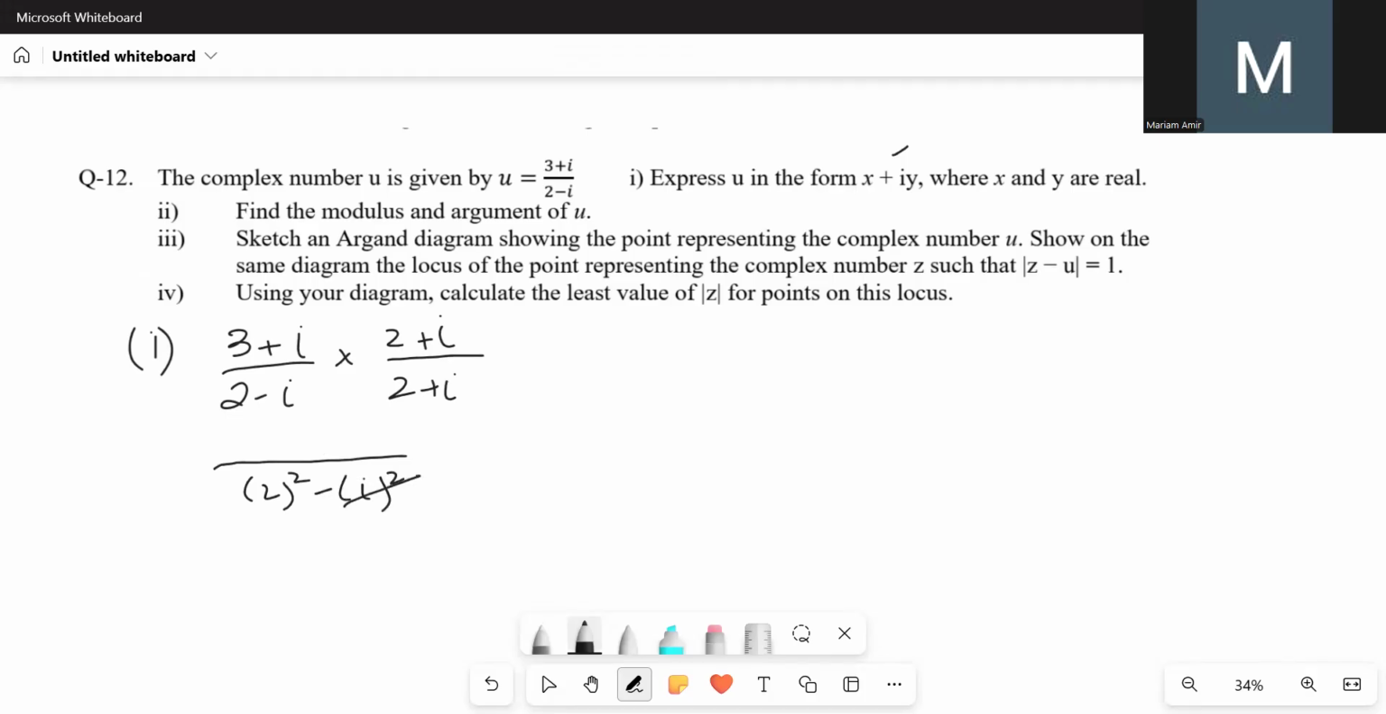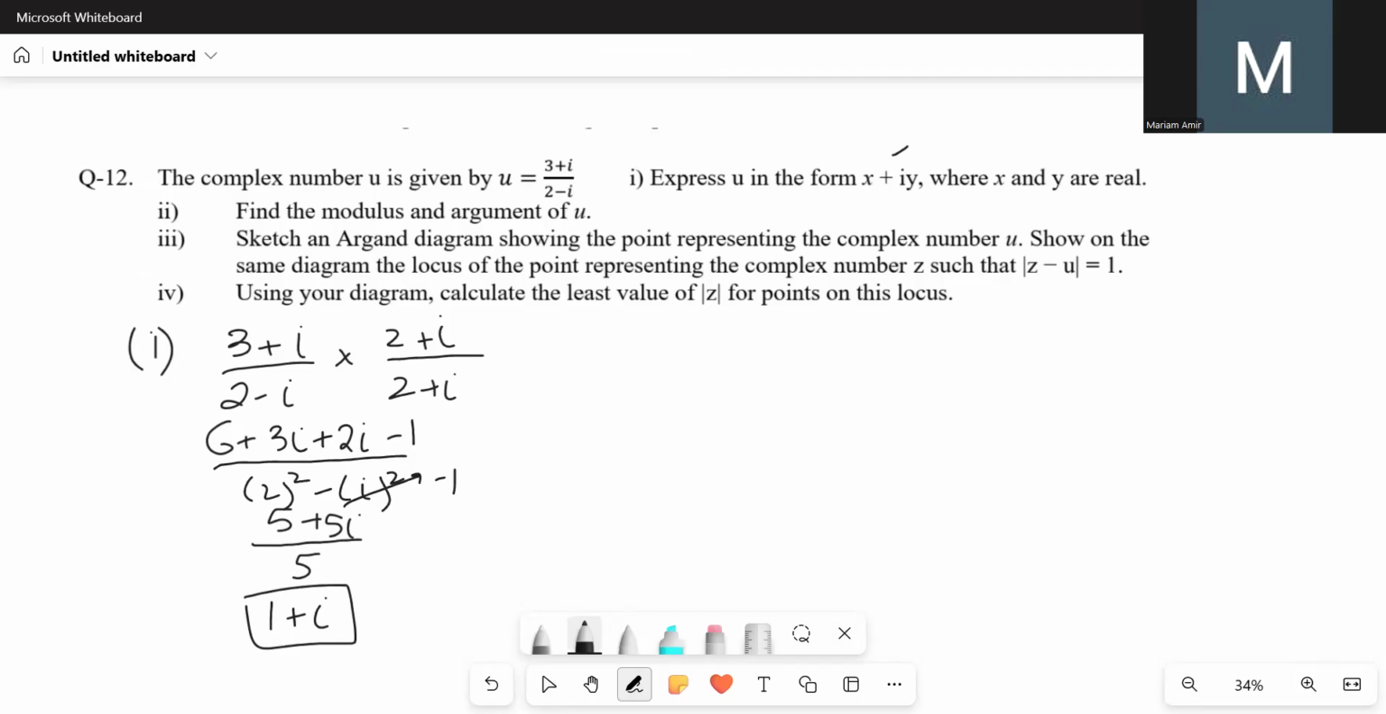And we know this is -1. So we get 4 minus -1, which is 5. And in the numerator, we have 6 plus 3 iota plus 2 iota plus -1. So we have 5 plus 5 iota, which gives 1 plus iota as the final answer.